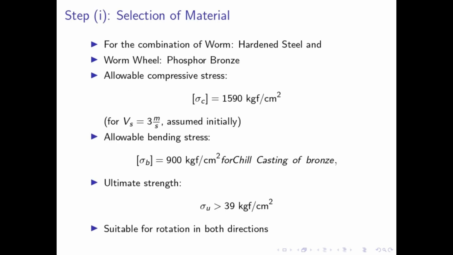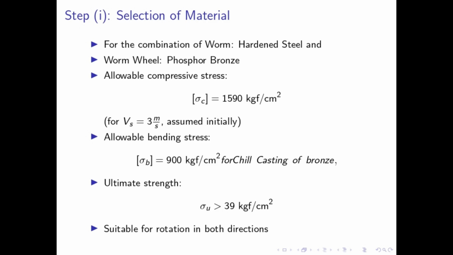First, step 1, selection of materials. Page number 8.45, you can see for the combination of worm and worm wheel, material data is being given. For worm, we can select a hardened steel, and for worm wheel, bronze material can be chosen.